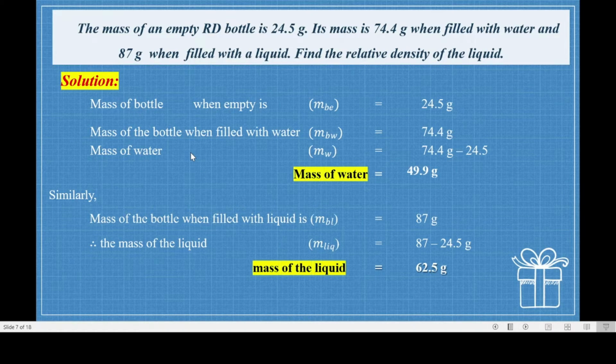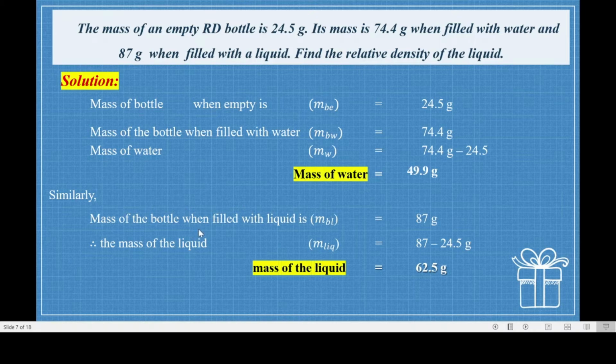The mass of an empty RD bottle is 24.5 grams. Its mass is 74.4 grams when filled with water and 87 grams when filled with the liquid. Then find the relative density of the liquid. The mass of the RD bottle when it is empty is given as 24.5 grams. The mass of the bottle when filled with water is 74.4 grams. Therefore, the mass of the water can be obtained by subtracting this value from this value. We will get the mass of the water as 49.9 grams.